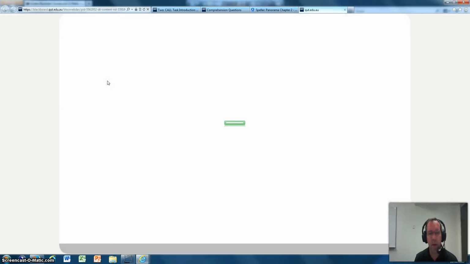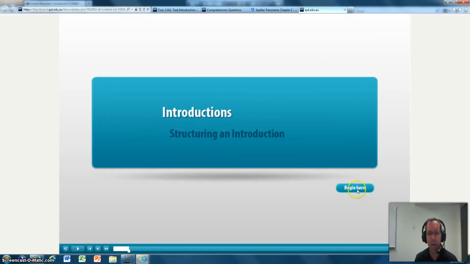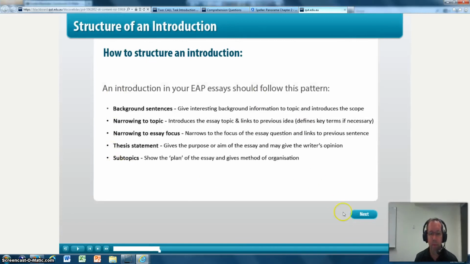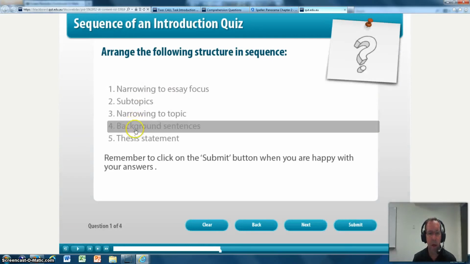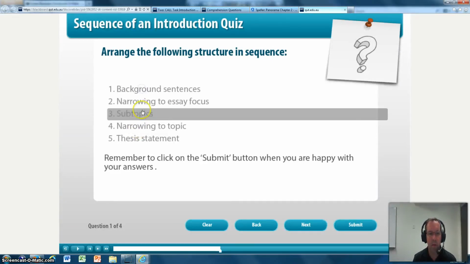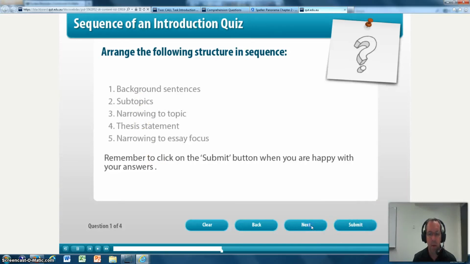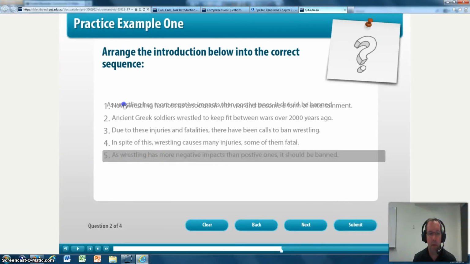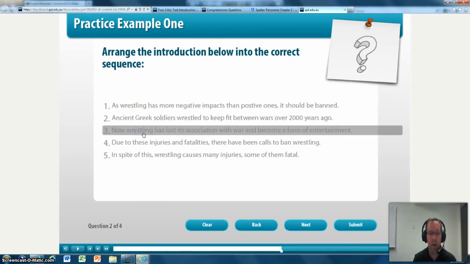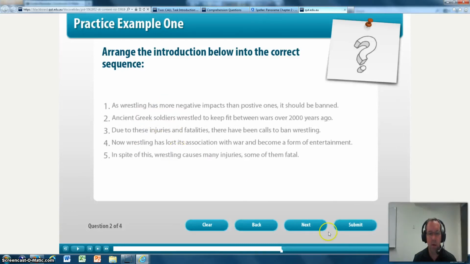This kind of exercise I've created using Adobe Captivate. It integrates quite nicely with Blackboard, and it enables HTML5 publishing for mobile devices, and gives you quite modern looking interactivity for the learner. So this kind of activity where students need to sequence introductions to follow the structure of an introduction.